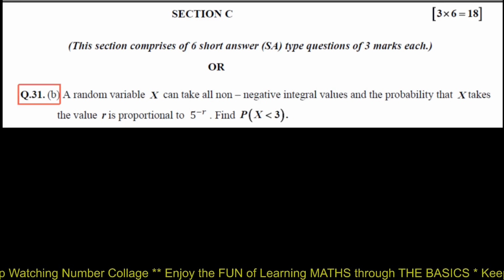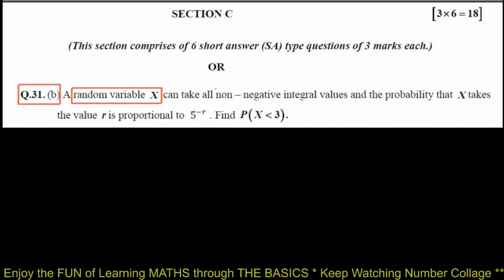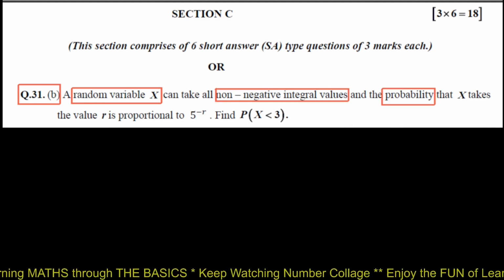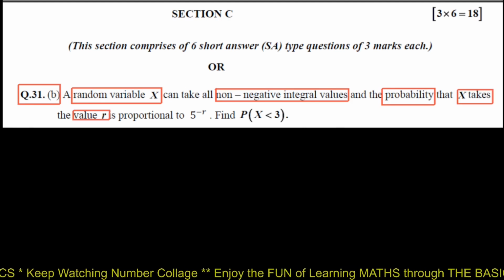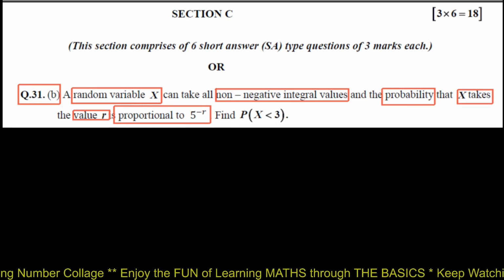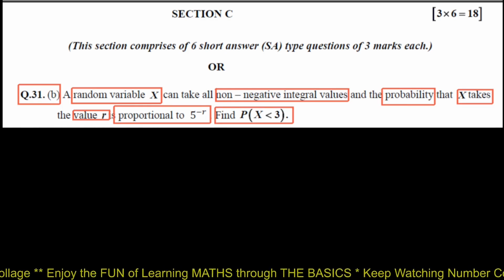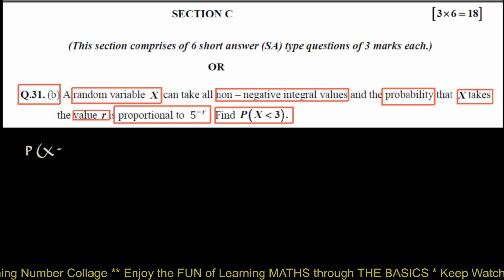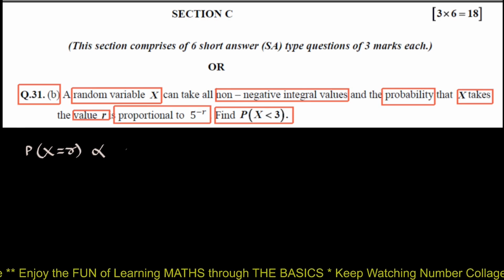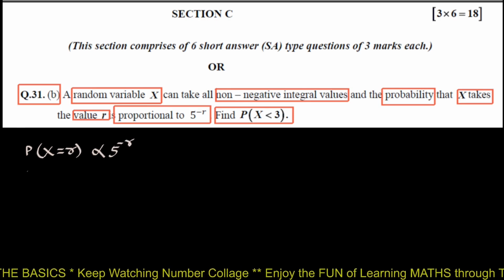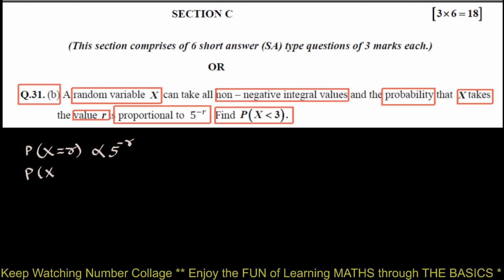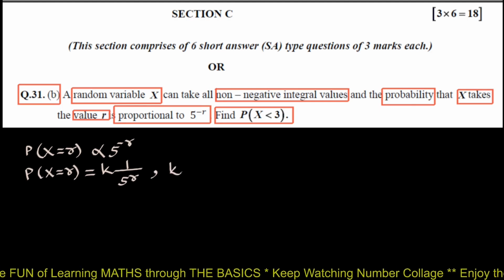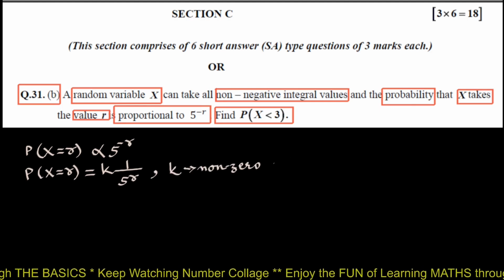Question 31b. A random variable x can take all non-negative integral values, and the probability that x takes the value r is proportional to 5 raised to minus r. We have to find probability when x is less than 3. It is given that p of random variable x equals r is proportional to 5 raised to minus r, which we write as p of x equals r equals k times 1 upon 5 raised to r, where k is a non-zero constant of proportionality.